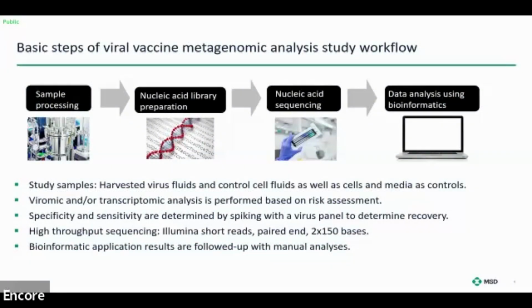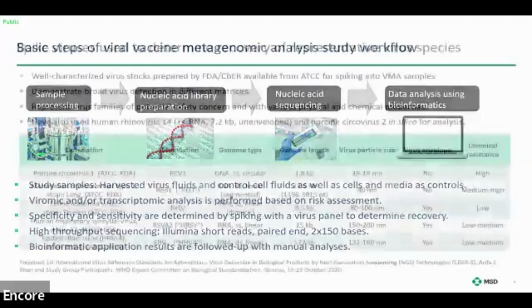So we apply a risk assessment prior to beginning a metagenomic analysis study, and that will help us determine the kinds of study samples that we have, the test articles, the controls, and whether or not it's a viromic or transcriptomic analysis. We determine the virus recovery using the CBER FDA virus panel, and then from Illumina short reads that are paired end, and then apply bioinformatic analysis.